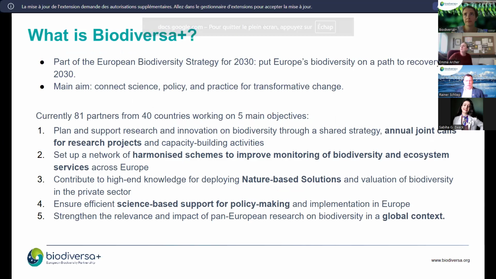At its core, Biodiversa Plus connects funders and researchers across Europe and the Global South to advance biodiversity research. Its network supports projects that generate essential knowledge on biodiversity and ecosystem services, providing the scientific evidence needed to inform policies that protect nature and sustain life on Earth. On the bottom of the slide, you see the 5 main objectives of Biodiversa Plus, and I will focus here on Objective 5: strengthen the relevance and impact of pan-European research on biodiversity in a global context.